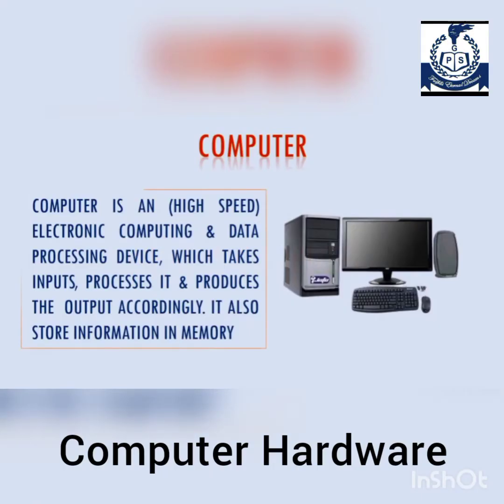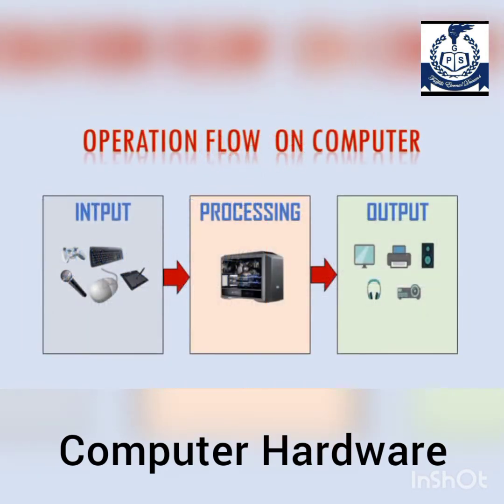Computer is a high-speed electronic computing and data processing device, which takes inputs, processes it and produces the output accordingly. It also stores information in memory. This diagram shows the basic operation flow of a computer, that is input, processing and output.